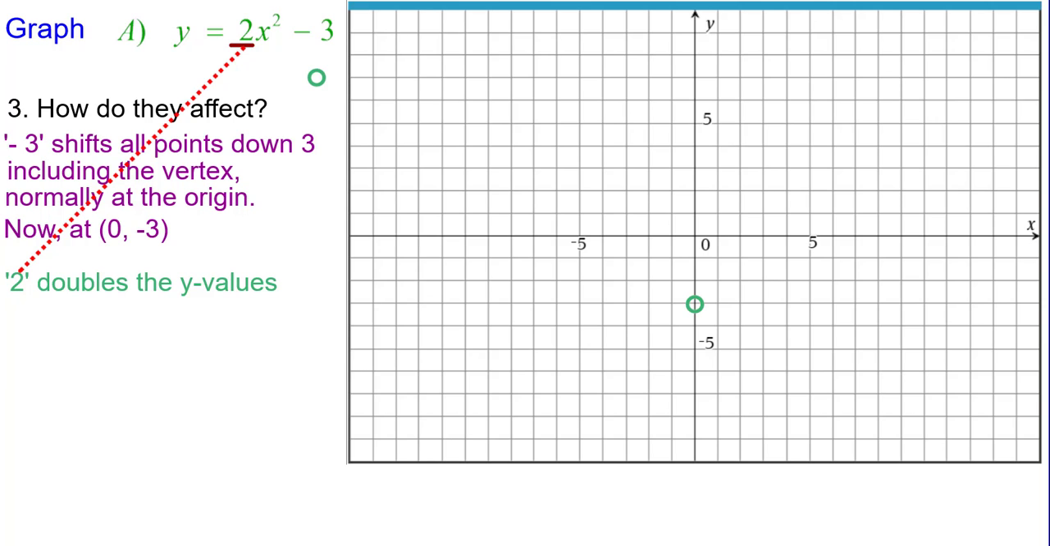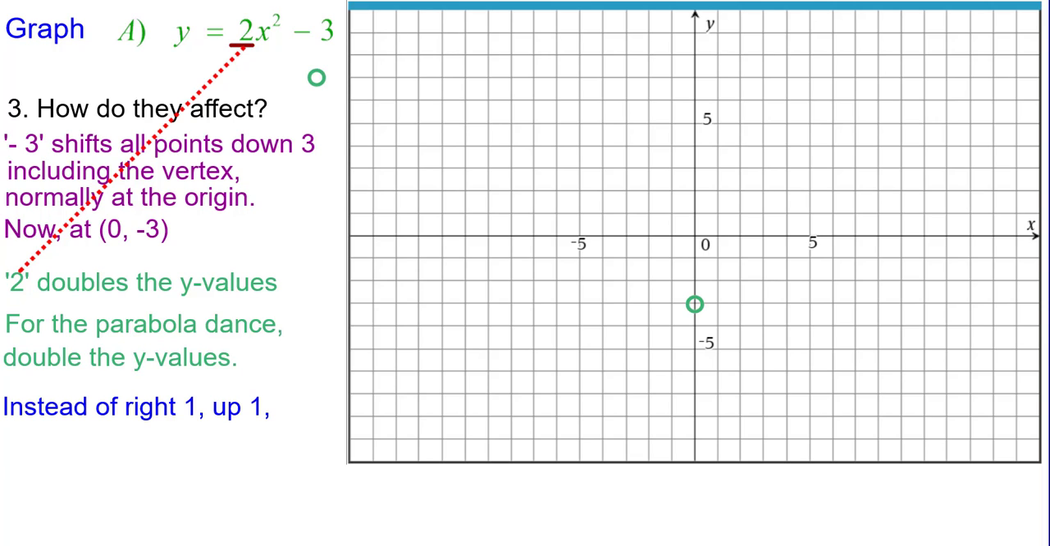The 2 doubles the y values. For the parabola dance, we need to double the y values. So instead of right 1, up 1, on our normal parabola dance, it's going to be right 1, up 2.